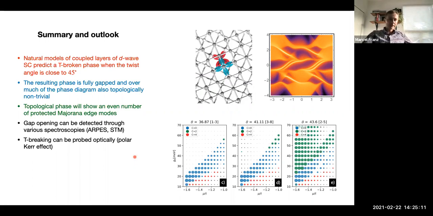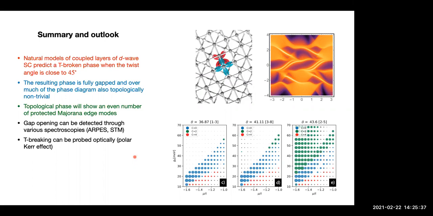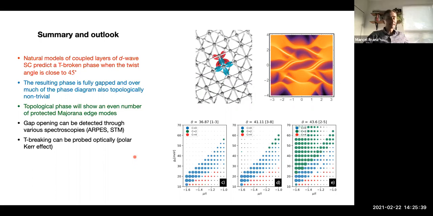The most interesting phase is the spontaneously time-reversal-broken d+id superconductor, which has Chern number either 2 or 4, depending on parameters. These phases show protected Majorana edge modes and could be observed through spectroscopies or through probes that are sensitive to spontaneous time reversal symmetry breaking, such as a polar Kerr effect.